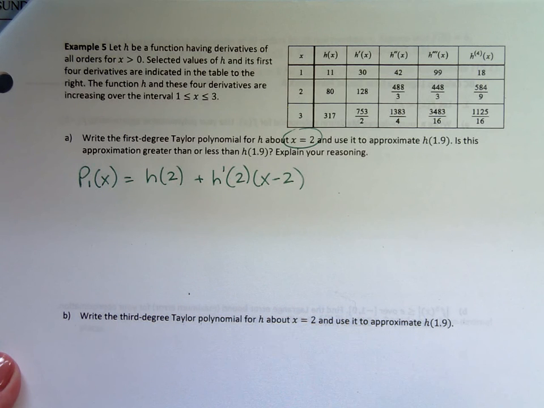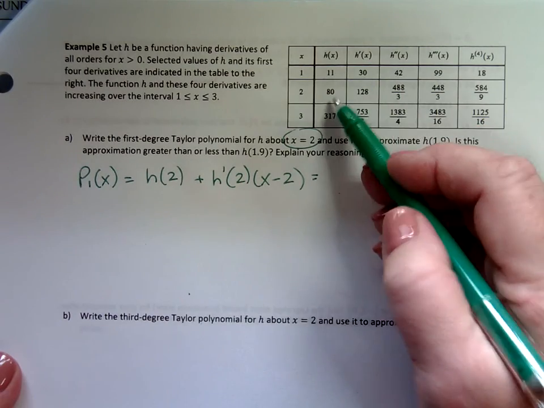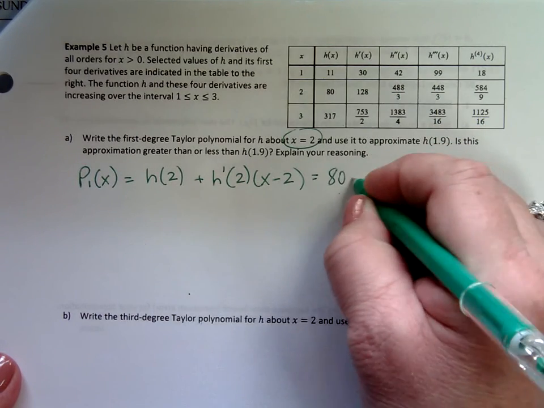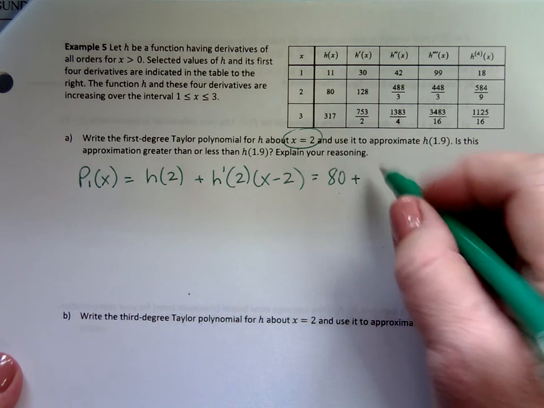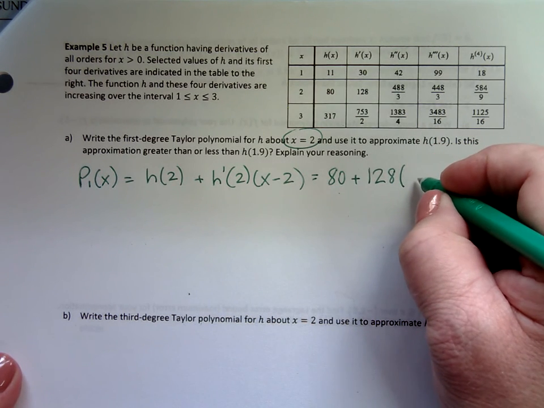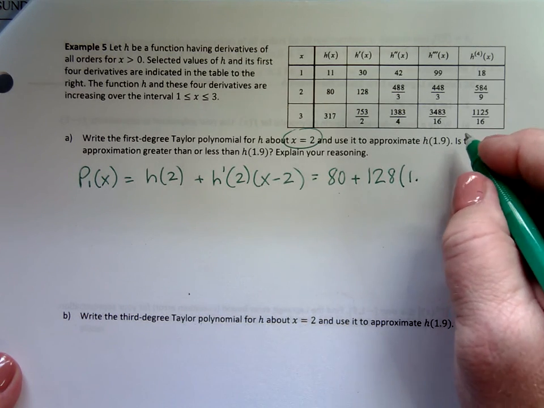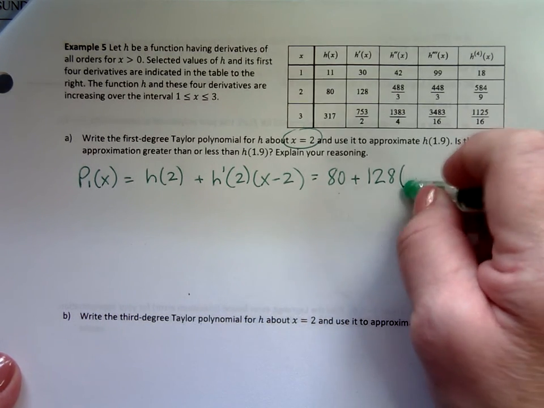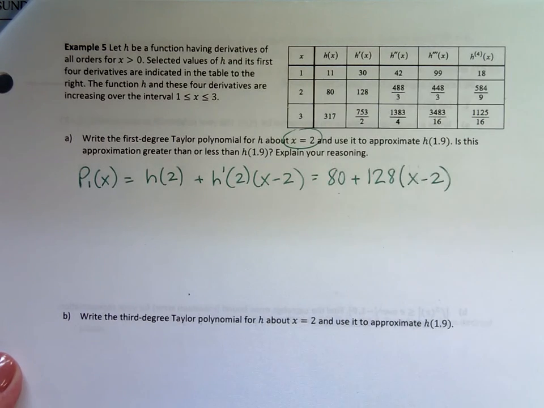So I'm going to go to the chart and figure out from the chart what that is. H of 2 is 80. H prime of 2 is 128. And then the x that I'm looking for is 1.9, but let me leave it as an x for now, because we'll do it as a separate step when we evaluate. So then it's just times x minus 2. There's your first degree polynomial for this particular situation.